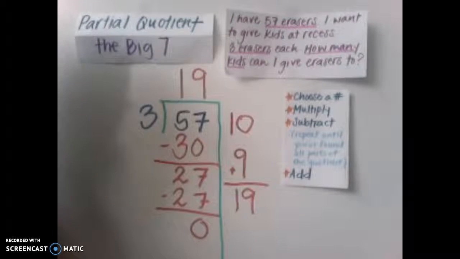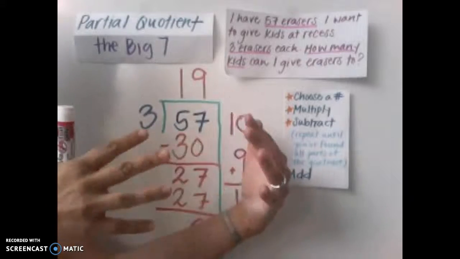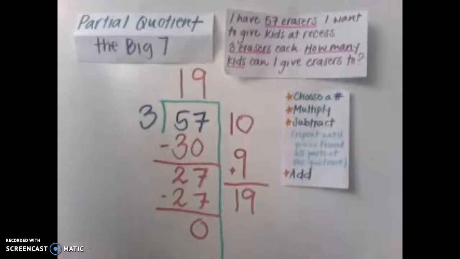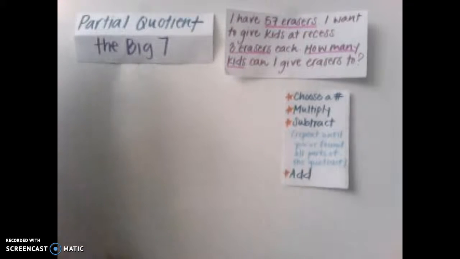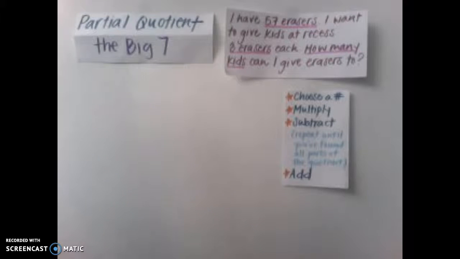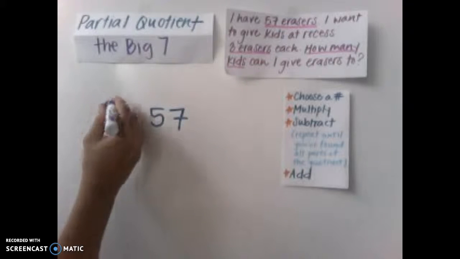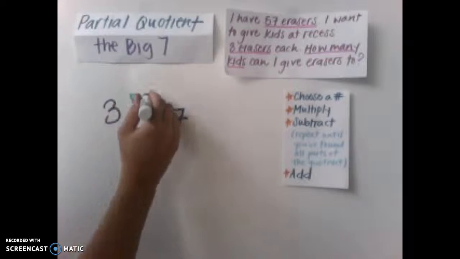Let's look at this in another way, because this part, if you're feeling a little bit confused, that's okay. We're going to keep working until our neurons connect. Now, one neat thing about this strategy is that your partner can do it in a different way and still get the correct answer. So let's look at this problem one more time. I had 57 erasers. I'm giving them out to 3 kids. I'm going to make my big 7.